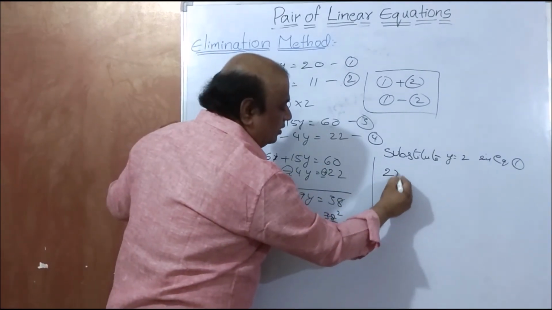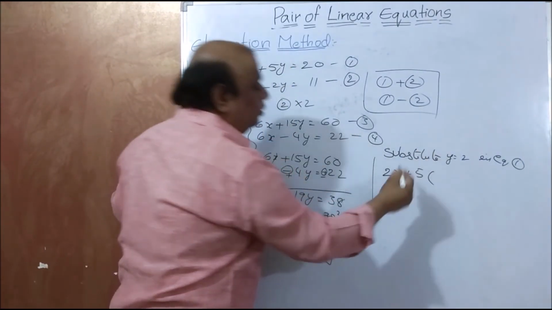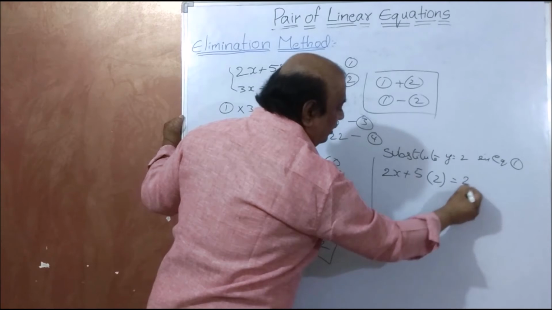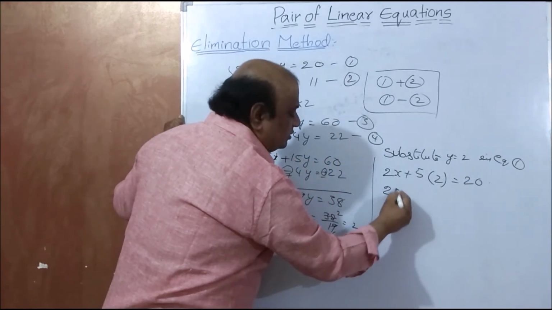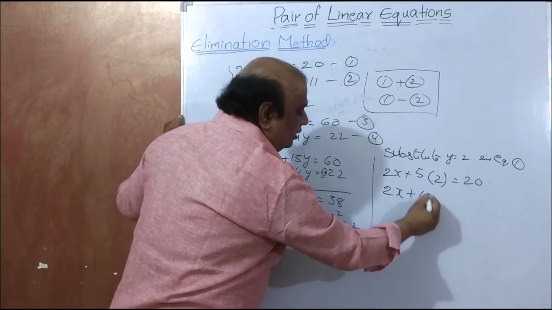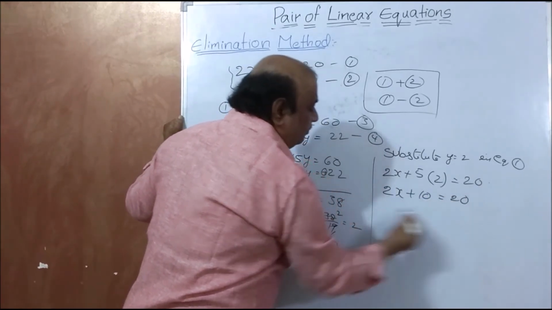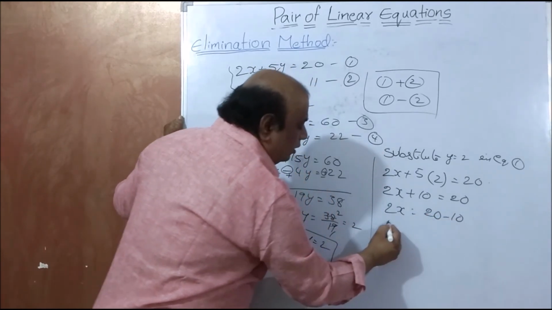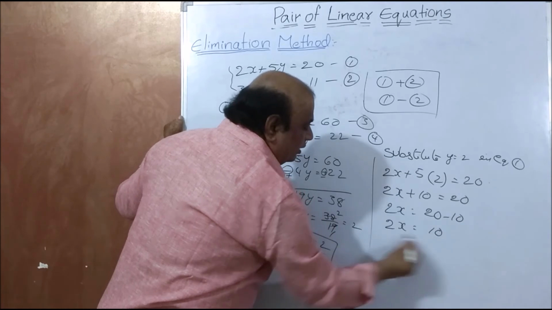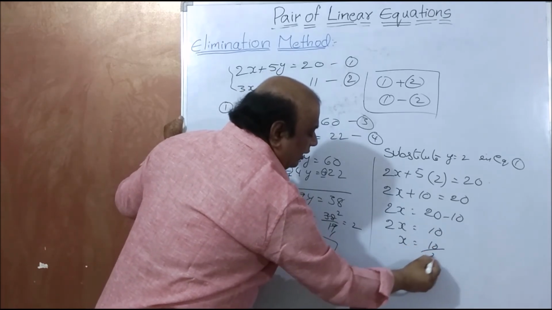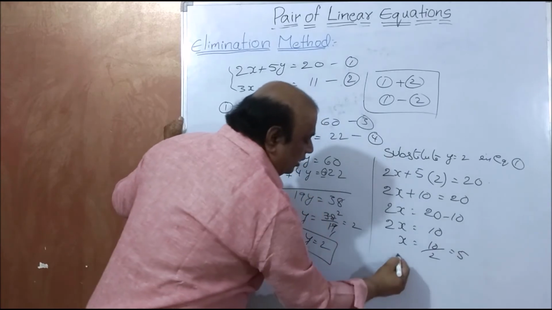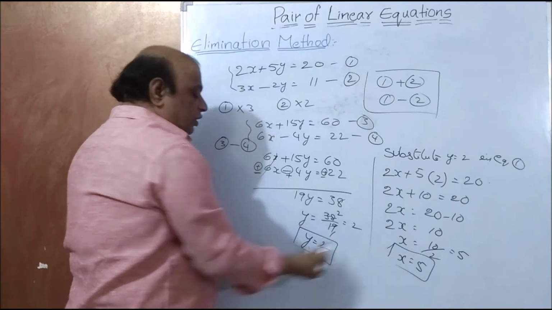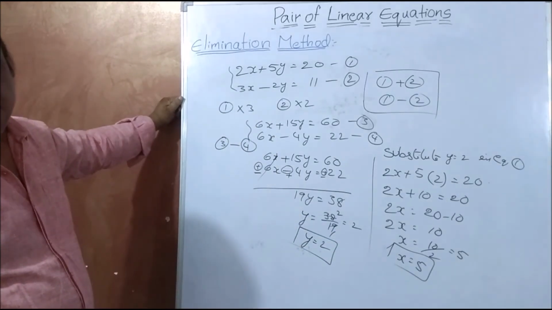2x plus 5 into the y value, 2, is equal to 20. 2x plus 10 is equal to 20. 2x is equal to 20 minus 10. 2x is equal to 10. x is equal to 10 by 2, that is equal to 5. Now x is equal to 5. We got this answer: x is equal to 5 and y is equal to 2.